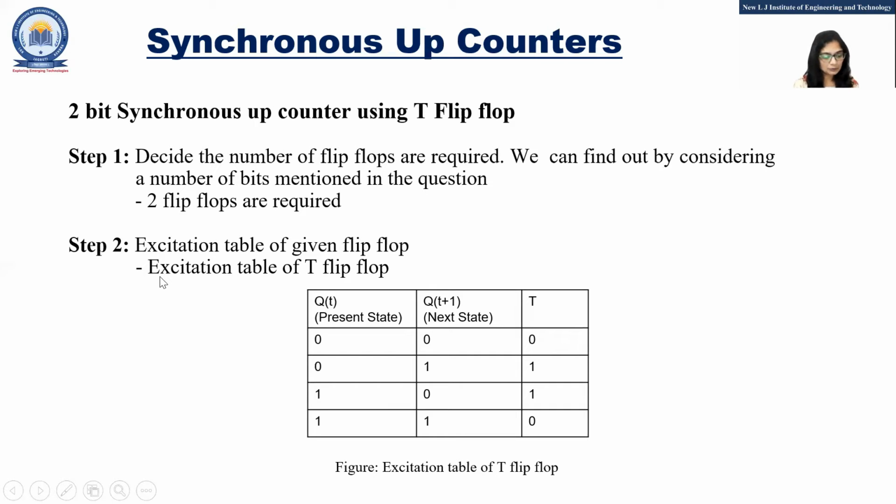Then step 2, excitation table of the given flip-flop. Here a T flip-flop is given. We have already discussed the excitation table in the last lecture. What is the excitation table? It has the present state and next state, Qt and Qt+1, as input, and T as output.